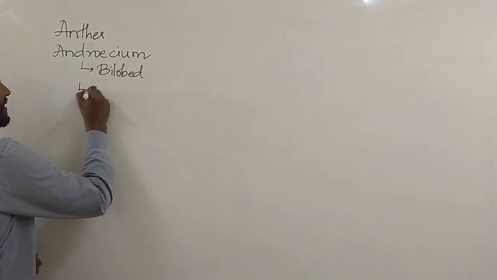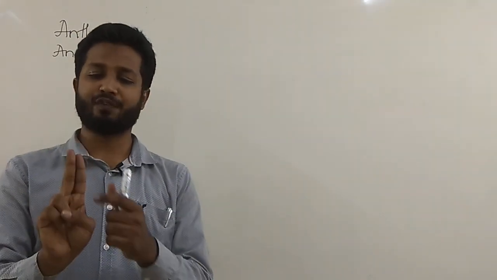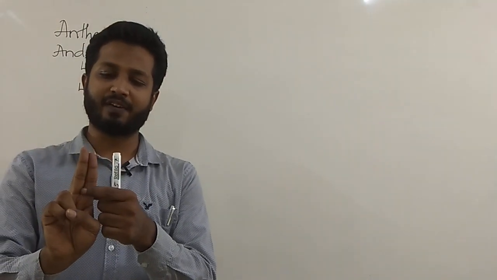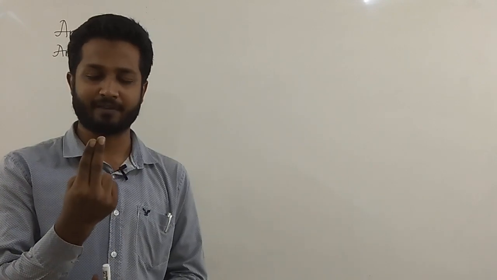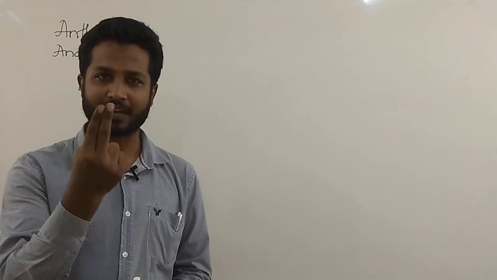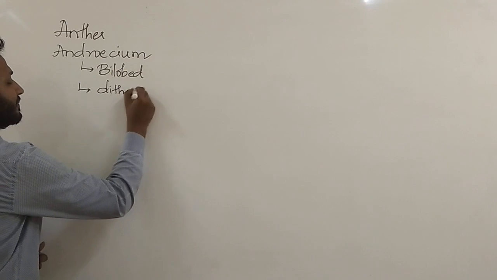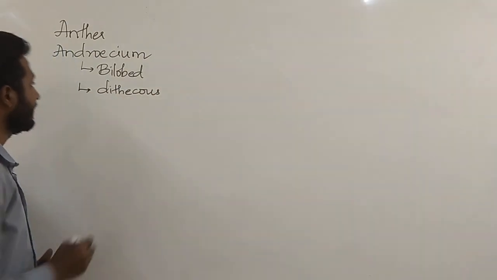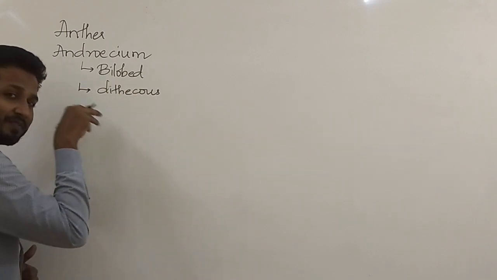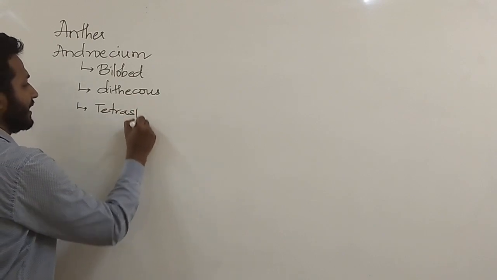Then these 2 lobes have 2 theca layers. The same example: with these 2 fingers, from this angle there is one separating part, and from the other angle I have another separating part. This separating layer is known as theca. Since we have 2 theca layers, this condition is known as dithecous. Bilobed, dithecous condition. Now, if we observe the inside details, it is tetrasporangiate.